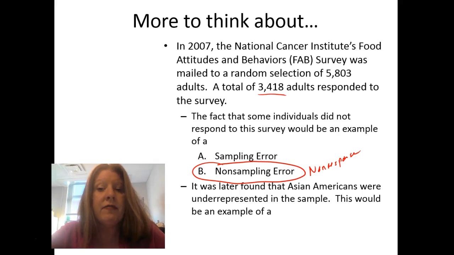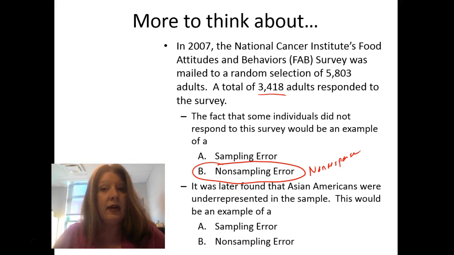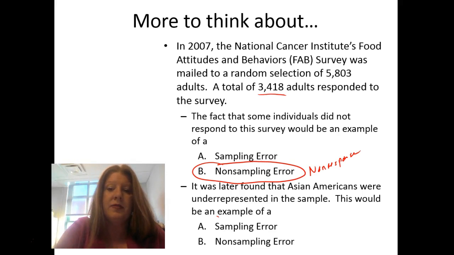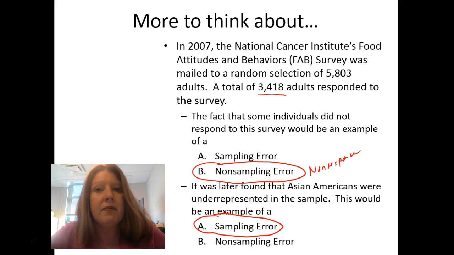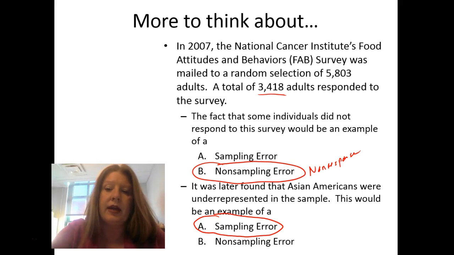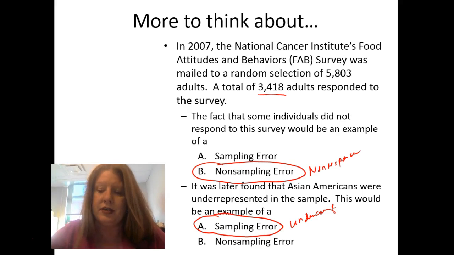Let's say that it's later found that Asian Americans were underrepresented in the sample. This would be an example of what kind of error? This would be a sampling error, where there's something wrong with our sampling and we're not including everyone we should be including. You might remember reading about this kind of error. It's called undercoverage. Sorry about my writing. That should say undercoverage.